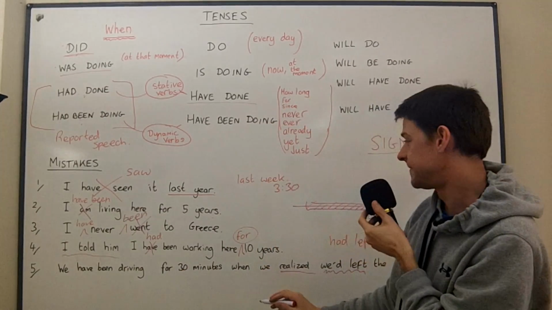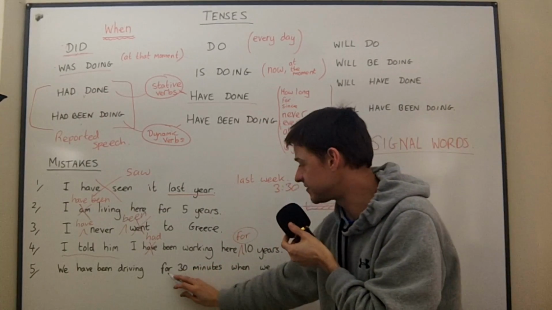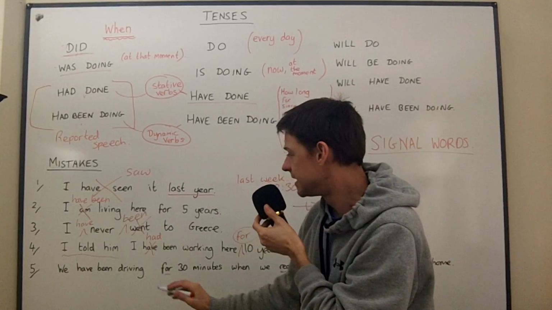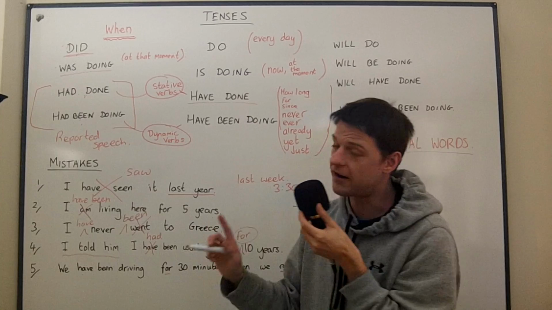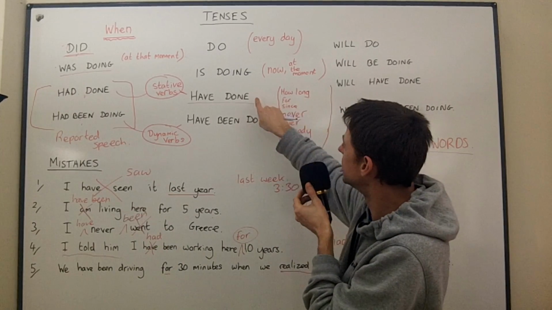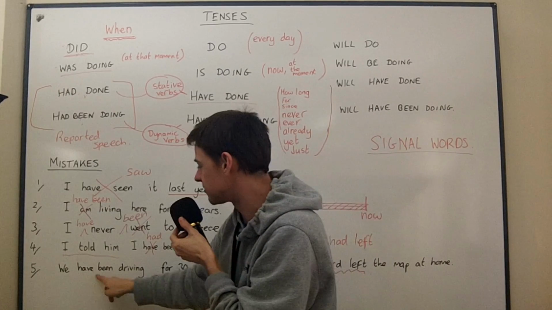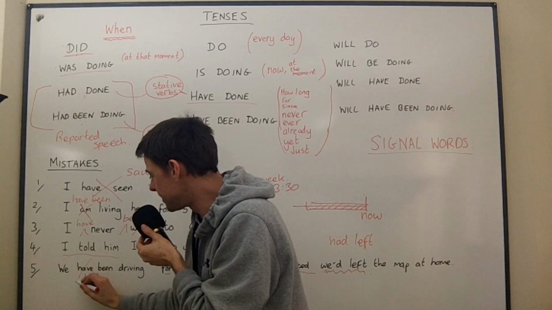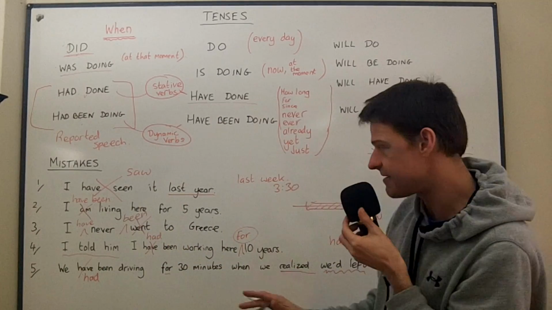And so here, "for 30 minutes," that's a clue. You've got a signal word coming in, giving you a clue. It's not "have been driving." I imagine that the students looked at the signal word and thought, I know "for" is for present perfect tenses, I'll use a present perfect tense. Well, unfortunately not. It should be past perfect here because you're in a narrative.